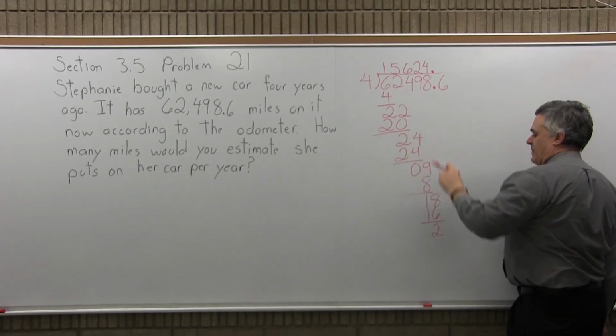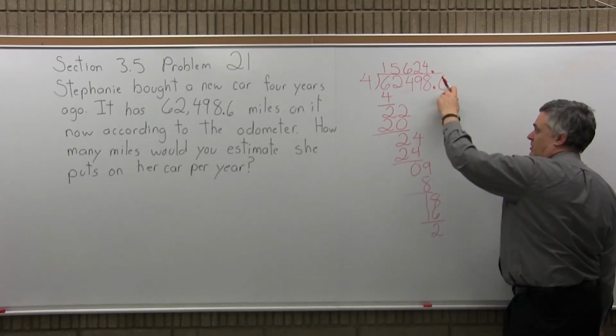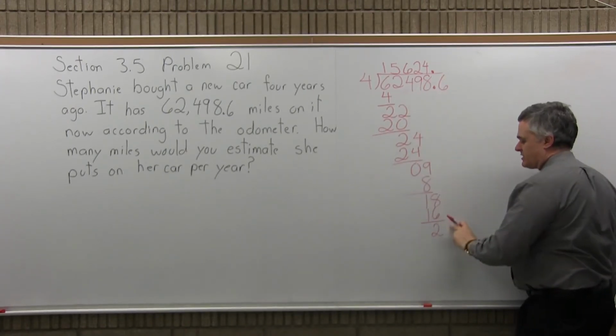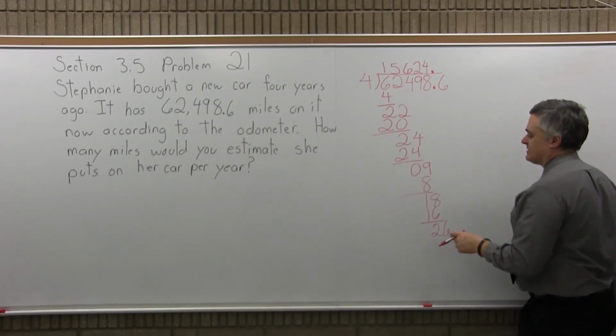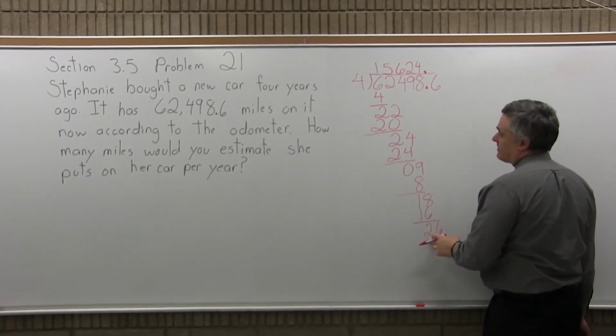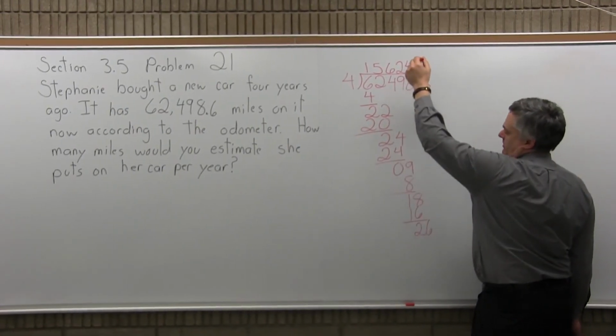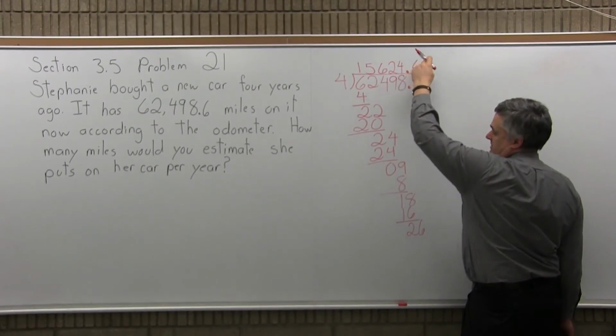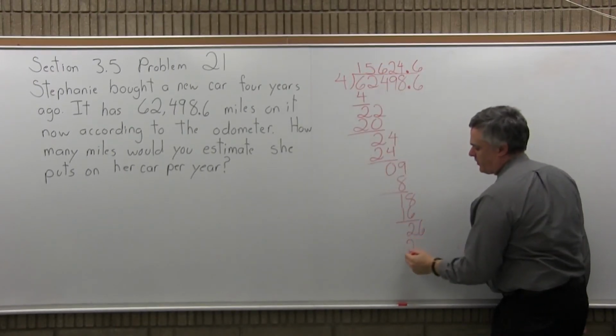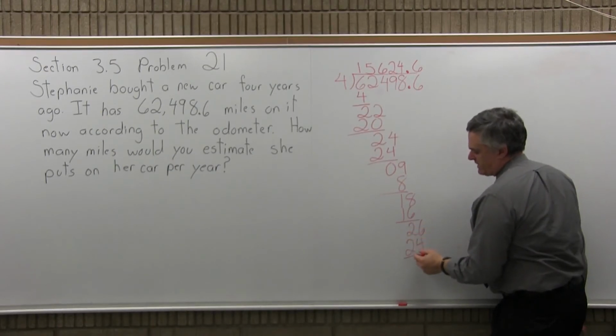So now, go back up to the top. The next digit over is a 6. Pull it straight down. Put it next to the 2 I got. I have a 26. 4 goes into 26 how many times? Well, it'll go in 6 times. 6 times 4 is 24. And 26 minus 24 is 2.